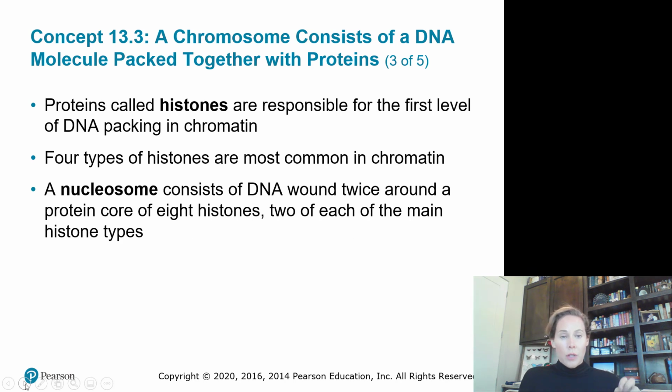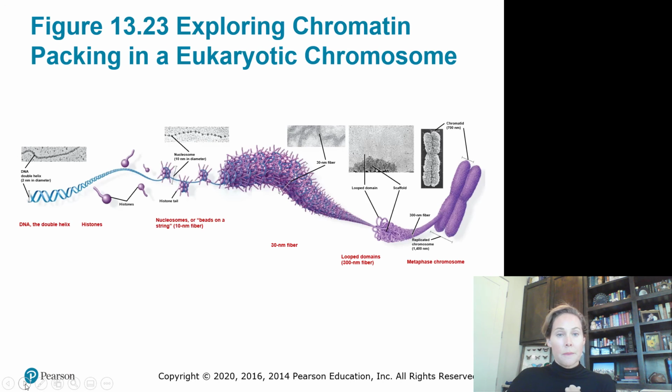The first level of packing the chromatin, making it more condensed, involves 4 main types of proteins called histones. The nucleosome is DNA that's wound around 8 histones, so doubles of the main histone types. And there you can watch the progression of how it's real loosey-goosey, and then it starts to become more condensed and gets wrapped and wrapped and wrapped, and now it looks like the 2 chromosomes that we recognize, made up of all of that genetic material.